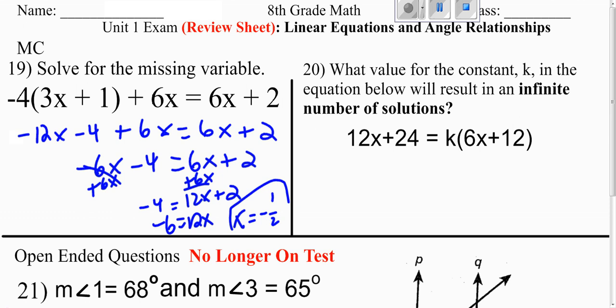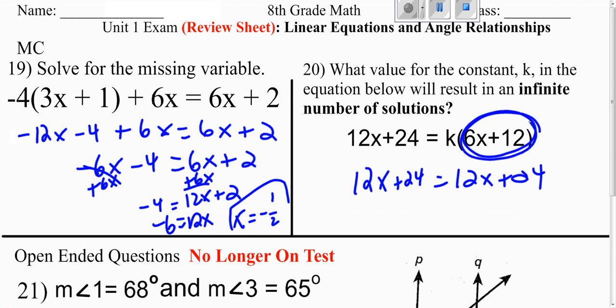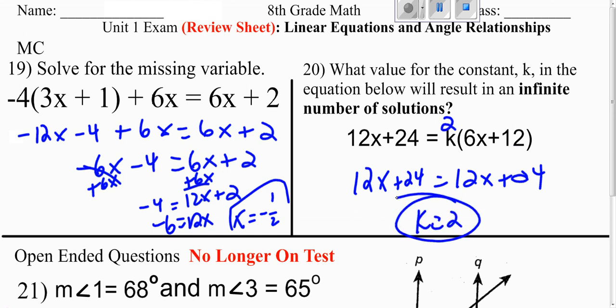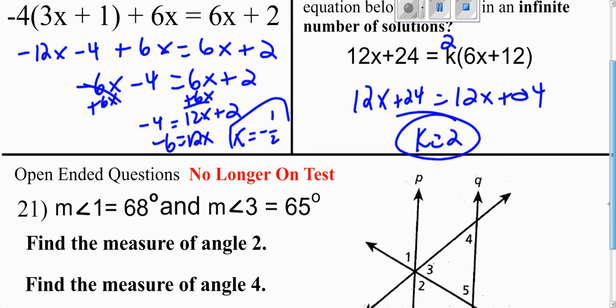Number 20. What value for the constant k in the equation below will result in an infinite number of solutions? So in order for there to be an infinite number of solutions, both sides of the equation have to be exactly the same. Meaning, this is going to be 12x plus 24. I want this side to be 12x plus 24. So what can I multiply the parentheses by to get to 12x plus 24? Well, I'm at 6x, I'm at 12. It looks like all I'm missing is a 2. So k equals 2 will give me infinitely many solutions.